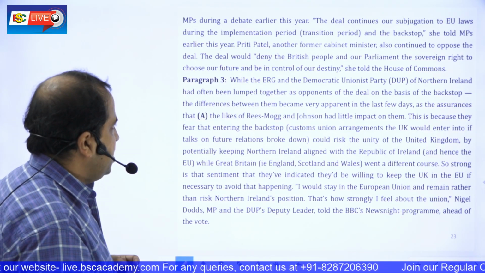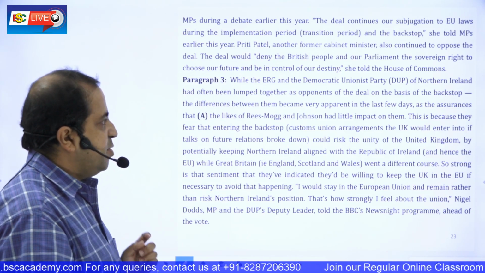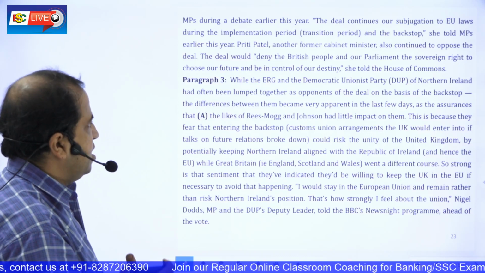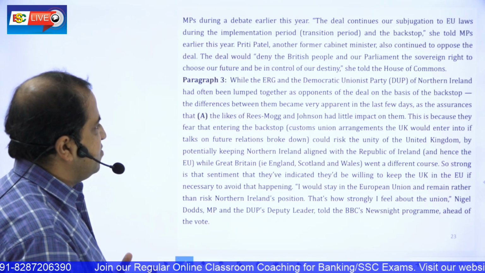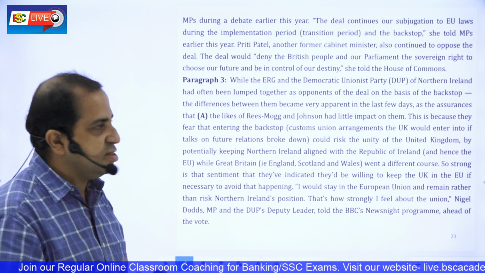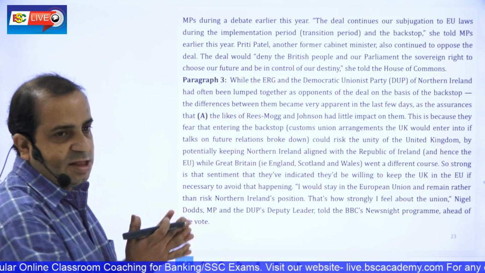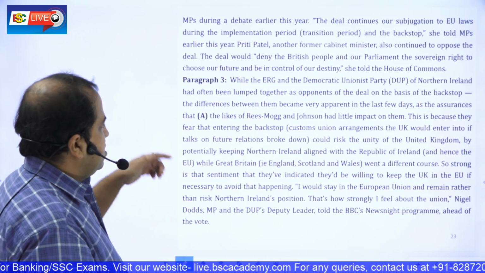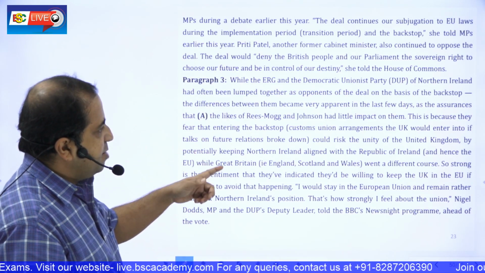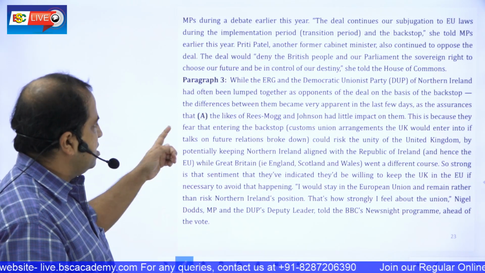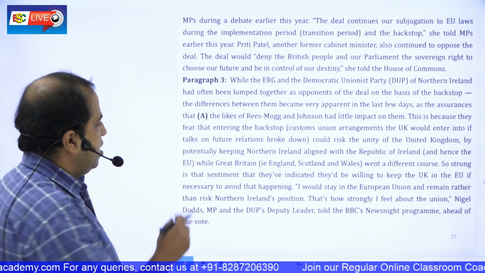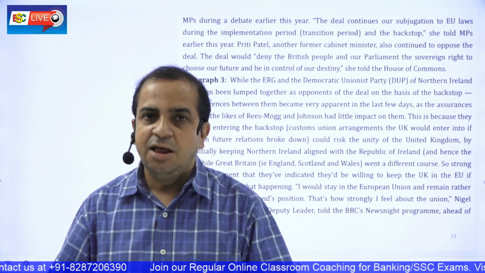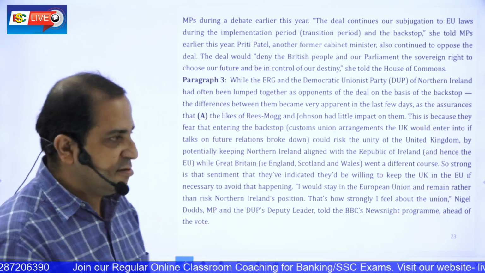Paragraph 3. While the ERG and the Democratic Unionist Party, DUP of Northern Ireland, had often been lumped together as opponents of the deal on the basis of the backstop. Backstop पे जो इनका विरोध था उसके चलते इनको, they were lumped together. They were put together as a lump, as opponents of the deal. The differences between them became very apparent in the last few days as the assurances that dashed the likes of Rees-Mogg. अब ये A, इस तरह के आजकल काफ़ी ट्रेंड चल गया, बीच में A, B, C, D, काफ़ी A से J तक कई बार रहता है, 10 क्वेश्चन उन पे होते हैं.